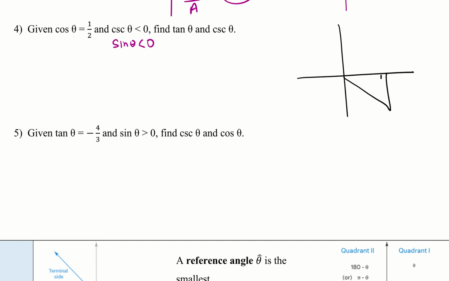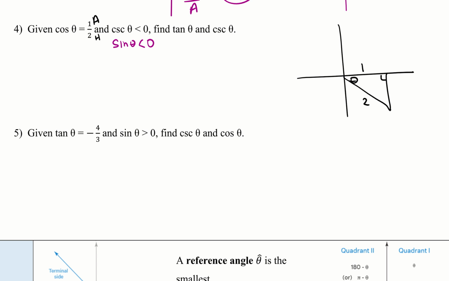I'm going to draw a triangle. I always will draw this triangle with the x-axis and use theta in there. The secant, or the cosine, is 1 over 2. That's my adjacent and the hypotenuse. And I can see this makes sense that sine would be negative because I'll be going down here. And I want to find the tangent and the cosecant.